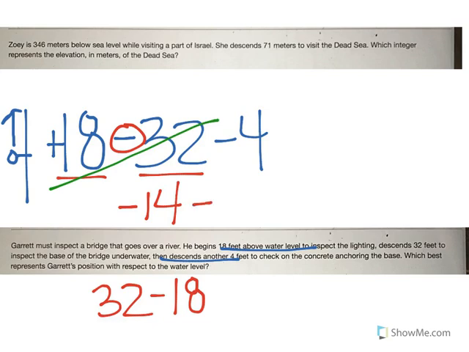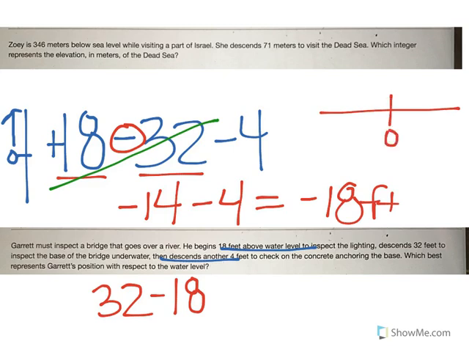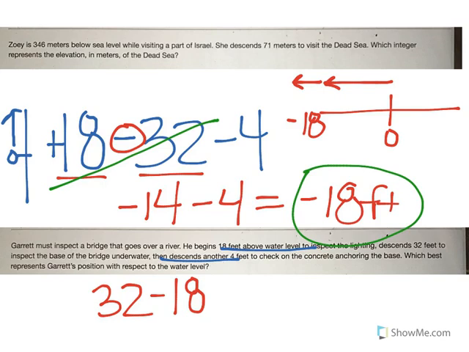What am I left with? -4. And then, like the previous problem, if they're both negative, what do you do? You add them up, and your answer is negative. The answer is -18 feet below water level. Why is it negative? Because if I used a number line, I can go 14 to the left. I'm going to the left because it's negative. And then I'm going to go 4 more to the left because that's negative, and I'm going to end up at -18. So again, our answer to this problem was -18 feet below water level.